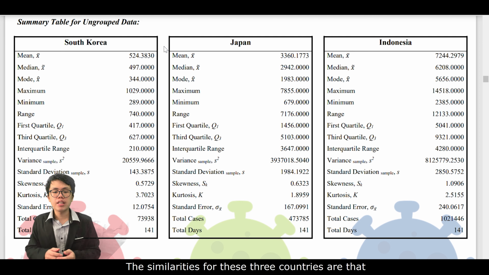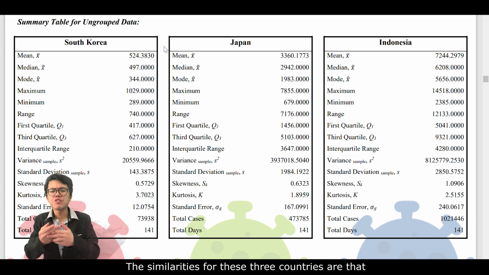The similarity for these three countries is that the mean is the largest, while the mode is the smallest among the central tendency. This is because the values of the variable, which is the daily new cases, are larger, therefore increasing the mean, or vice versa. As the value gets larger, the error would also increase.